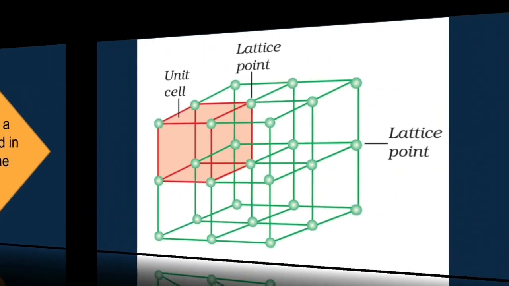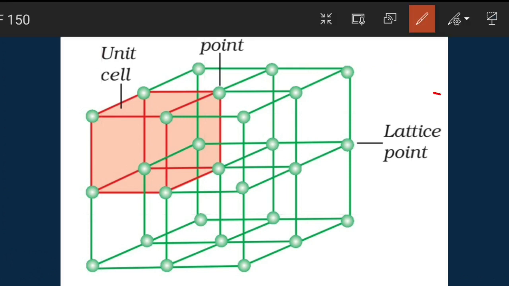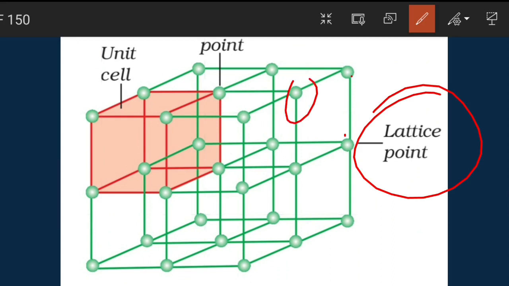Just consider this example. This green image is the image of a crystal lattice. A crystal lattice is the three-dimensional arrangement where constituents are depicted as points. You know that each point is called a lattice point or lattice site, and they are the constituent particles. These points are called lattice points. So this is a crystal lattice.